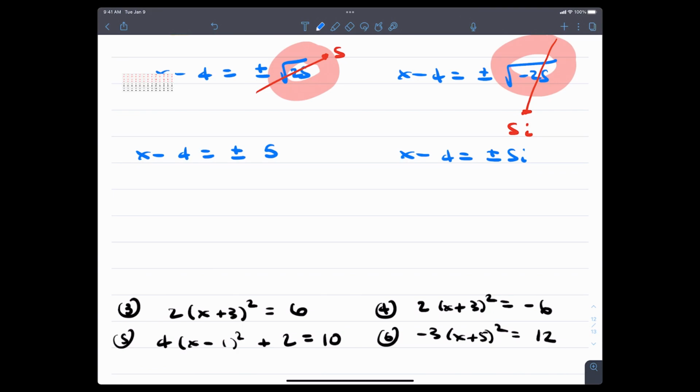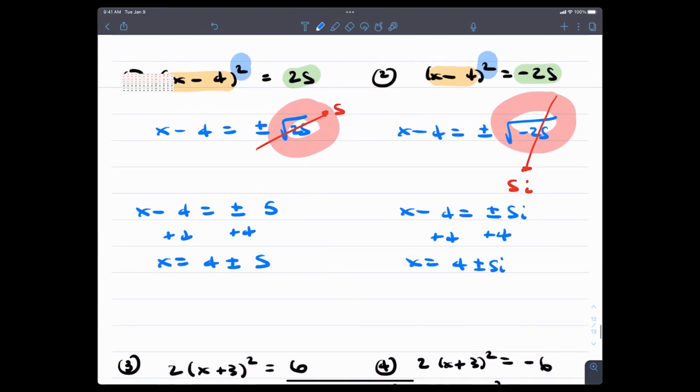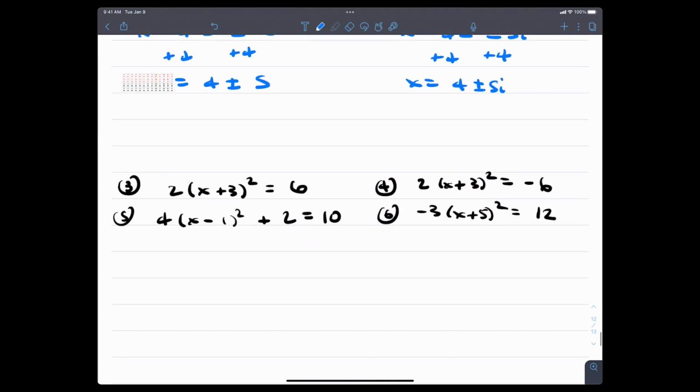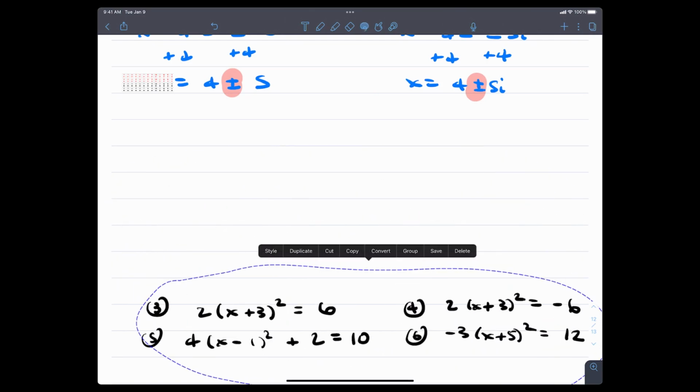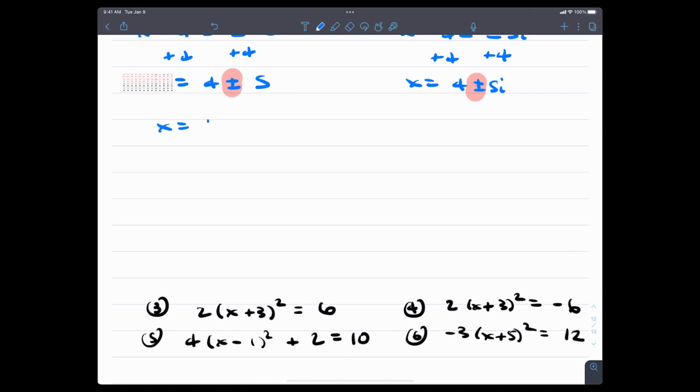And again, what do you do? You add 4 to both sides here, and you get what? X is 4 plus or minus 5. You add 4, what do you get here? 4 plus or minus 5i. You guys okay with that? All right, you guys okay? So far, so good? We just have to know the meaning of what? Plus or minus, plus or minus. So, in one case, it's plus, and in the other case, it's what? Minus. What's 4 plus 5? What's 4 minus 5? Right?